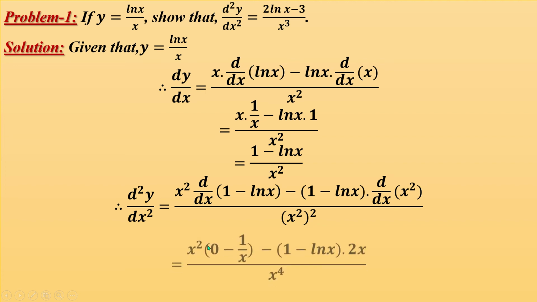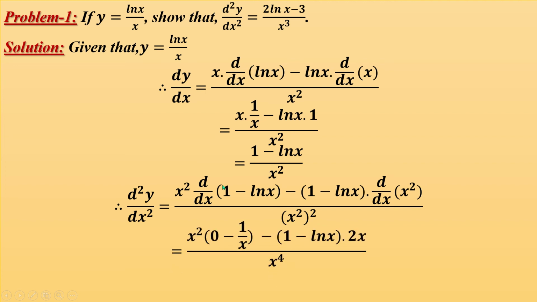Now calculate, we get x square, and the derivative of constant is equal to 0, and the derivative of ln x is equal to 1 divided by x, and here 1 minus ln x fixed, here will be 2x.